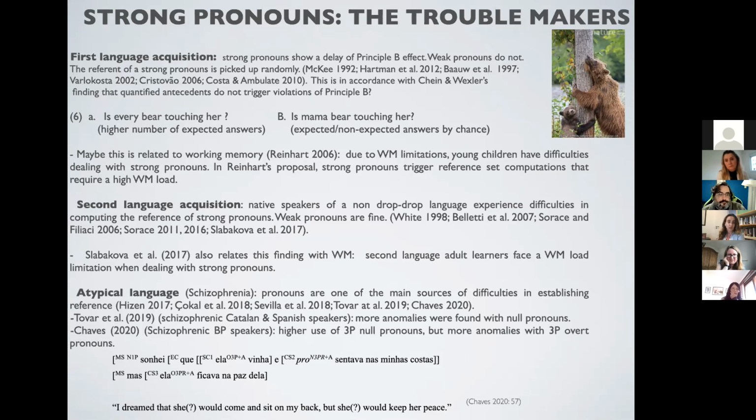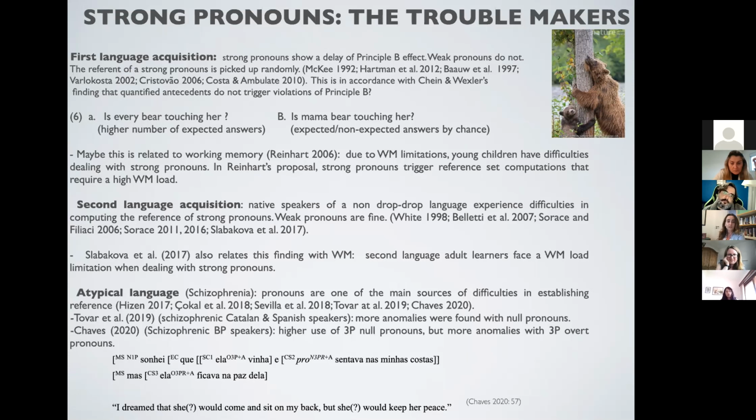schizophrenic cases. Chaves, this is a student of mine, Monica Chaves, she's still doing her PhD, but she completed her qualifying paper. She already did some experiments. And what she found is that within Brazilian Portuguese schizophrenic patients, they use more null pronouns than overt pronouns, but they have more anomalies with overt pronouns than with null pronouns. So I'm giving you an example here. Sonhei que ela vinha e sentava nas minhas costas, mas ela ficava na paz dela.